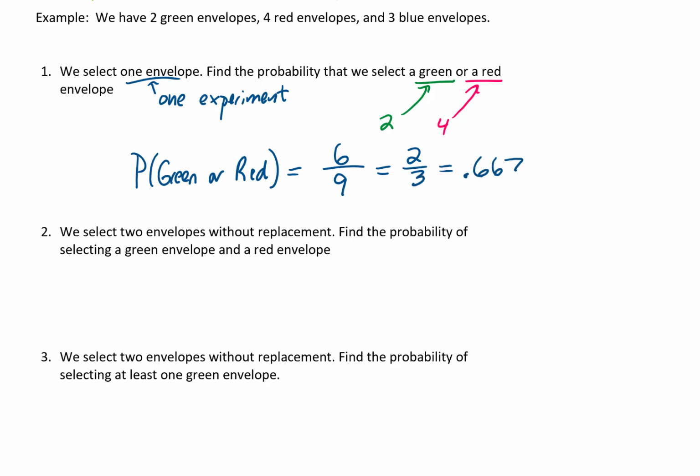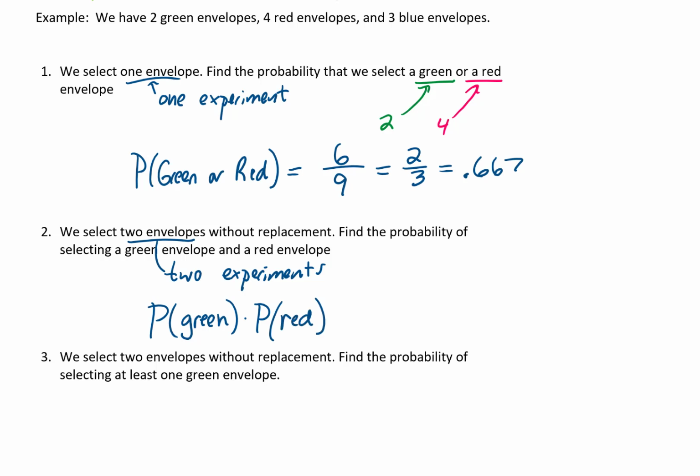In the next problem, we select 2 envelopes without replacement. We're going to find the probability of selecting first a green envelope and then a red envelope. Notice that now we have 2 experiments, and we're not using replacement, so these are dependent events. What we can do is find the probability of selecting a green envelope and find the probability of then selecting a red envelope, take those two probabilities and multiply them together. That'll give us our answer.